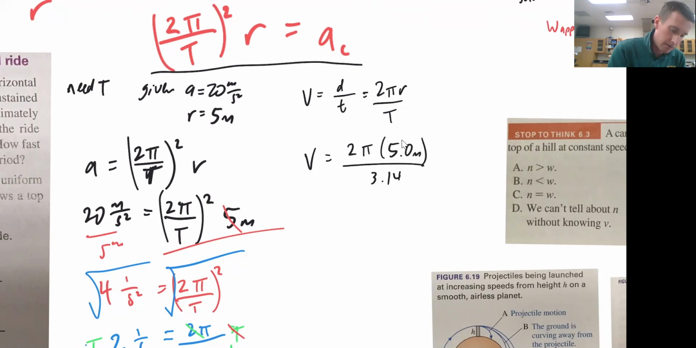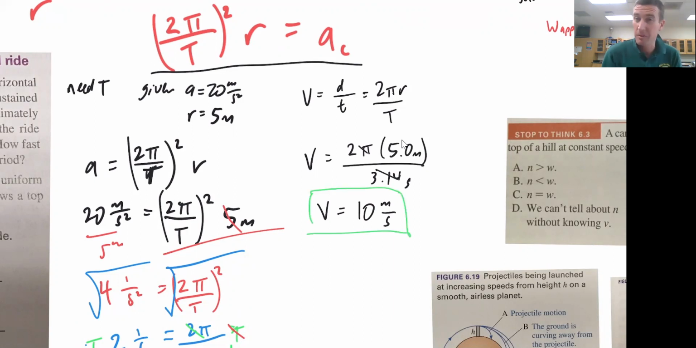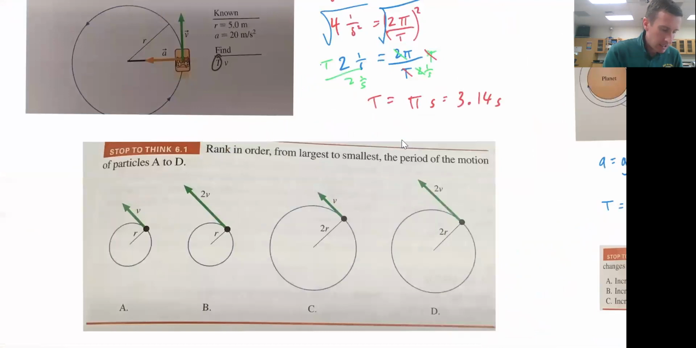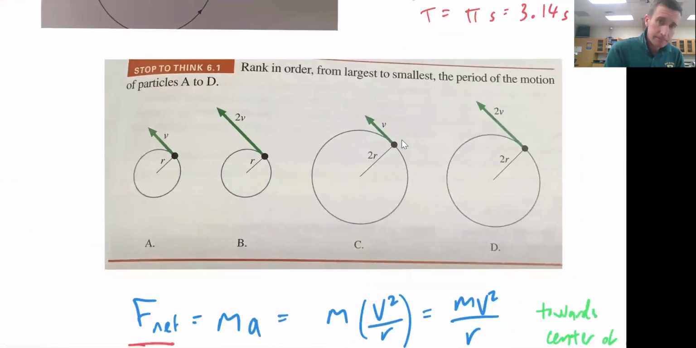Let's see, the pi's will cancel, right? And my velocity is 10 meters per second, because seconds is the unit there. Okay, that seems reasonable. 10 meters per second, 22 miles an hour. That seems like a good, fun spinning ride speed. Great. All right, let's do a stop and think.